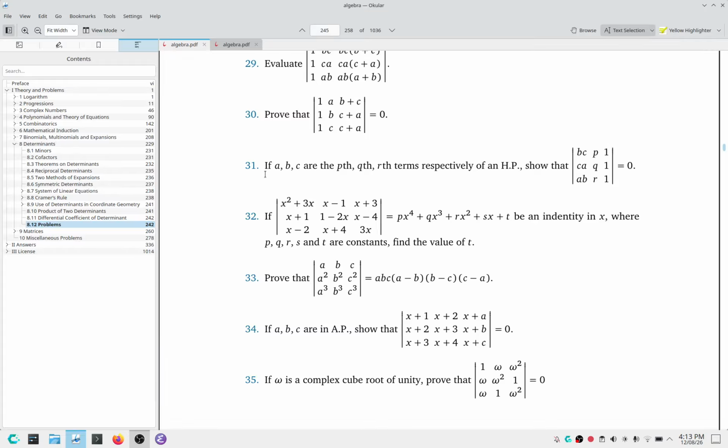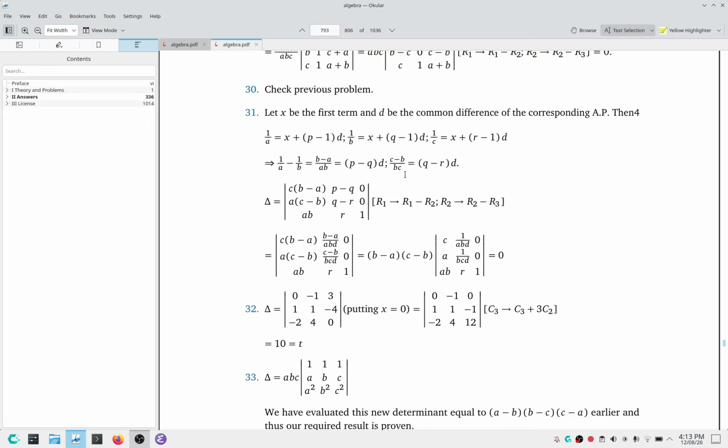Question 31 says that if a, b, c are the pth, qth, rth terms respectively of an HP, show that the determinant with rows bc p 1, ca q 1, ab r 1 is equal to 0. So this is the determinant we have to prove to be 0.